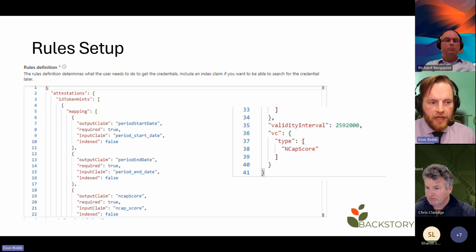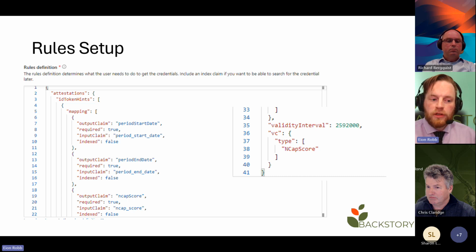The other half of the setup is the rules setup. So this is how it takes that information either from an existing wallet, or in the case of ID token hints, if you've got the existing website, what the fields are that are going to be populated through and how they're going to be saved into that verified credential. So my website might have it in snake case, but the credential wants to have it in camel case. Required is whether it's a required field or not. So obviously some things are not necessarily compulsory for some of these credentials.